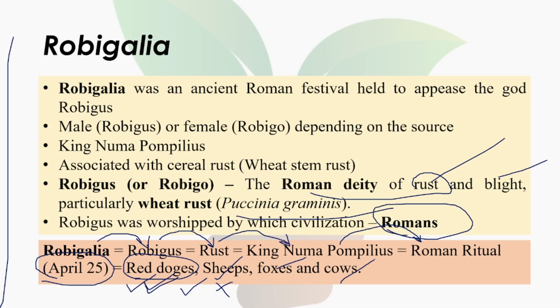That's all about sacrifice. Because if you sacrifice something, the god will cool down, and no rust will come. But now we know that rust is not because of god and all that. It is caused by a fungus, Puccinia graminis.